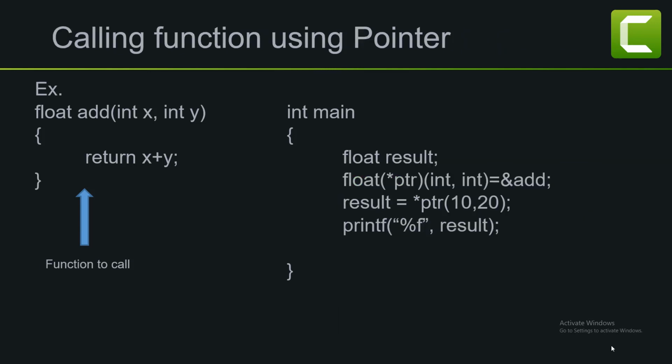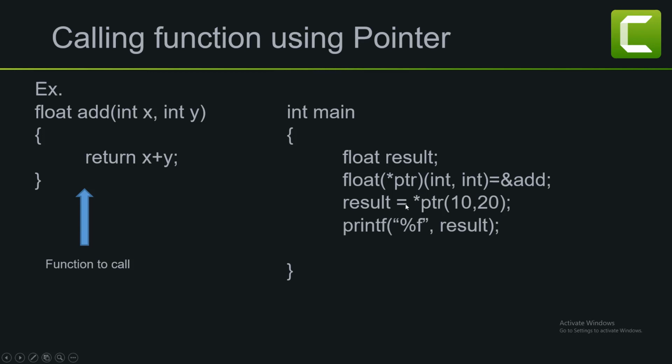Now we will see calling a function using a function pointer. Here on the right side we can see the main program. For storing the result we have taken a result variable with data type float, because our function returns a float. Now in the second line we have assigned the address of this function to this function pointer, and we have used the ampersand operator here.